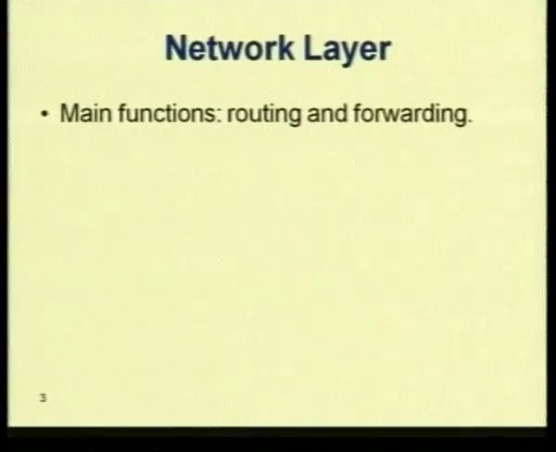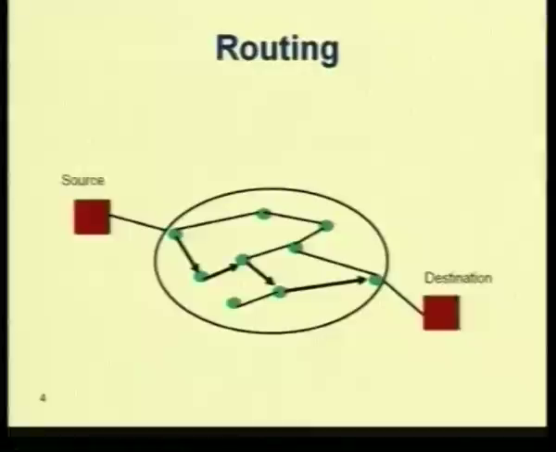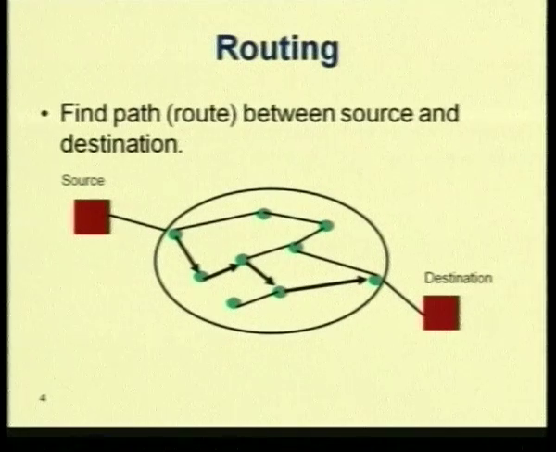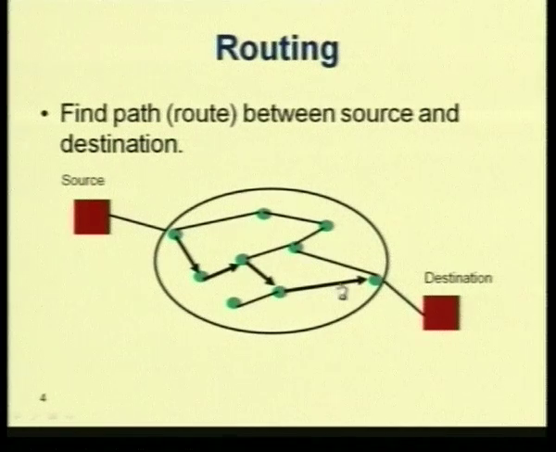Now if you look at the network layer, we have already seen that it performs a number of functions. Two main functions are routing and forwarding. Now what is routing and what is forwarding? Routing is essentially finding a path or a route between source and destination. So I have the source here, I have the destination here, I need to find a path between the source to the destination. Now multiple paths may be available, I need to choose the correct path between the source and the destination.